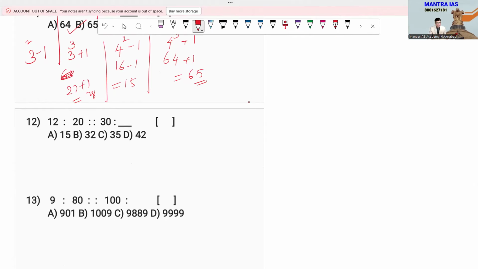12 plus 8, 20, I accept. 30 plus 8, 38 is not there. What to do? Change the logic. That's to change the logic, that's it. Change the logic. What is that, sir?